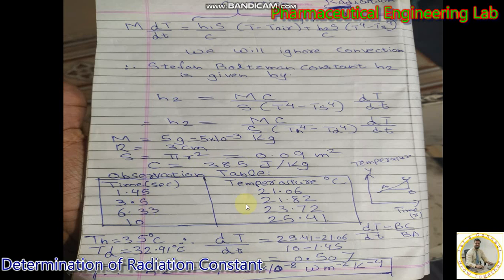This part I already showed you, and with the help of this we get our dT by dt, which is 0.507. Temperature of hemisphere 35, temperature of disk 32.91. I will place all these values, and my radiation constant is 4.68 into 10 raised to minus 8 watt per meter square per Kelvin raised to 4. So in this way we are able to calculate the radiation constant.